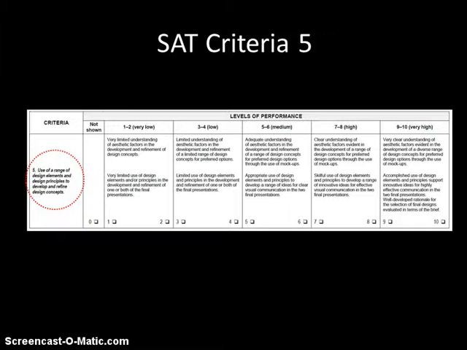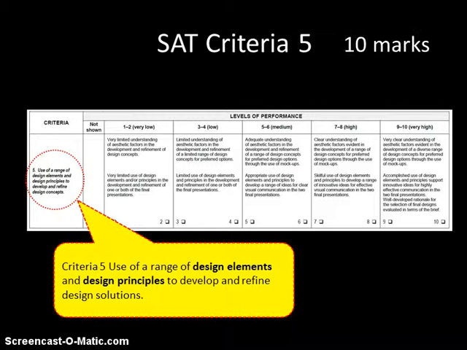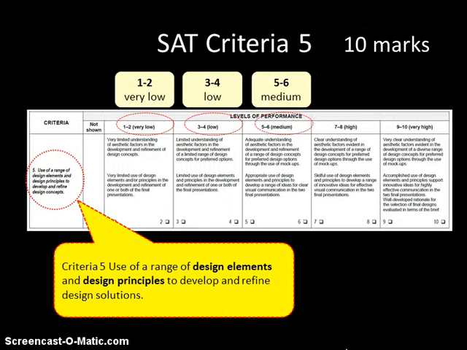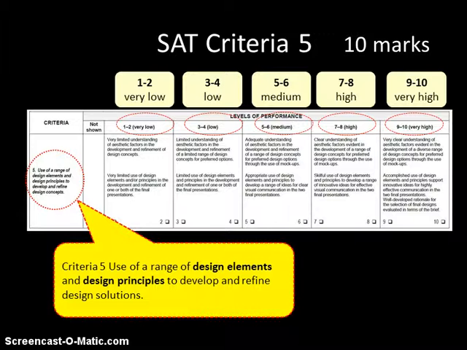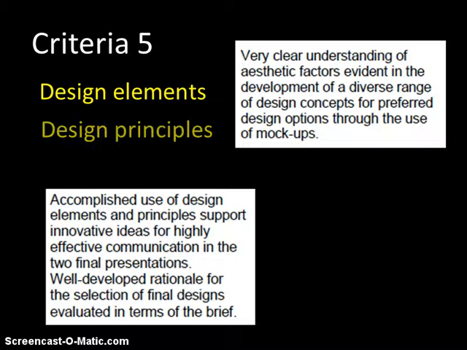You'll see that we've got the description of the criteria on the far left and what it is. It's worth 10 marks. Then we've got the levels of performance descriptors from very low all the way up to very high. Now, if we unpack this a little bit further, we can look at what criteria 5 is all about. Just a reminder again, it's about design elements and design principles. And these two descriptions here are in the high range.